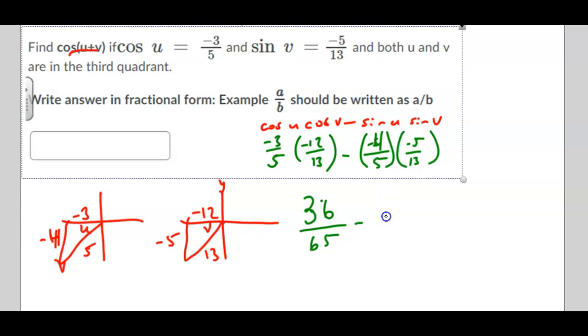So negative 20 over 65. That will give me a final answer of 36 minus 20, which is 16 over 65. So you will literally put that 16 divided by 65 right here. Okay.